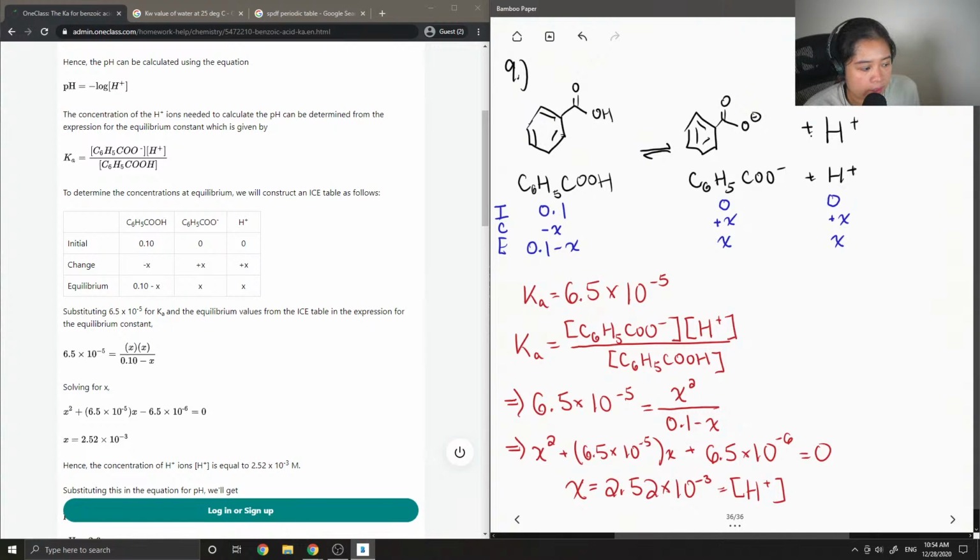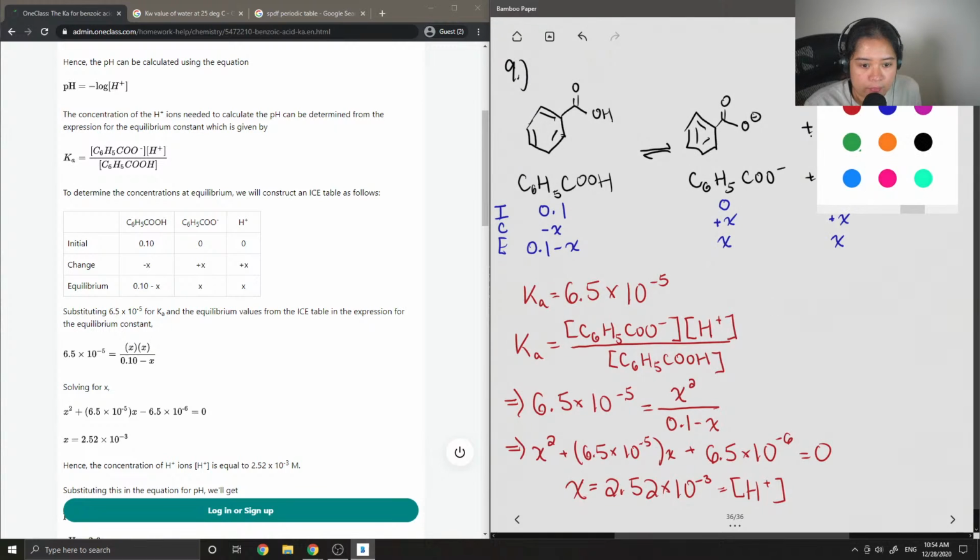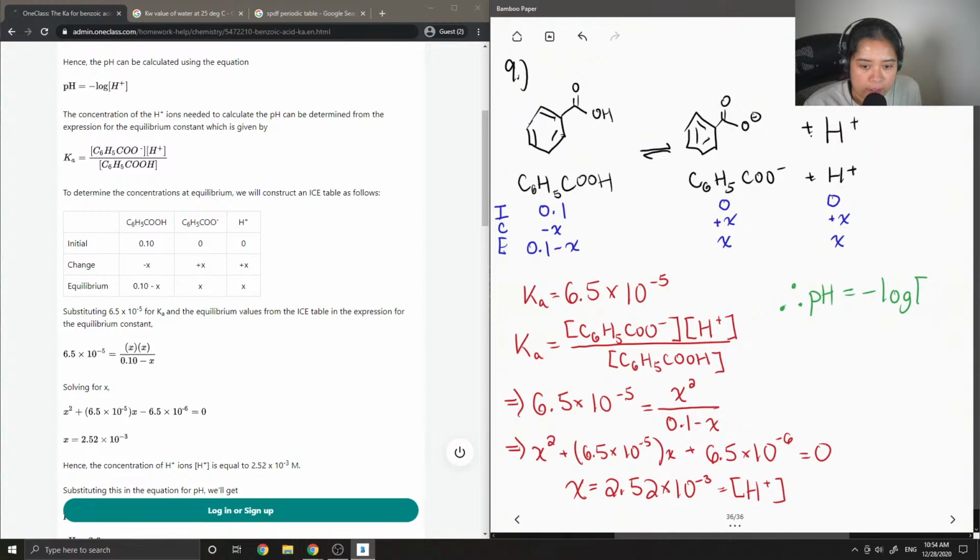So therefore, to solve for pH, this is equal to negative log of the concentration of our H+ ion. So we just need to sub in our value for x, which was 2.52 times 10 to the negative 3. So you should get a pH equal to 2.6. This is very acidic.